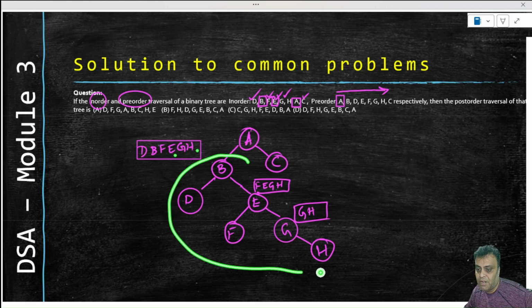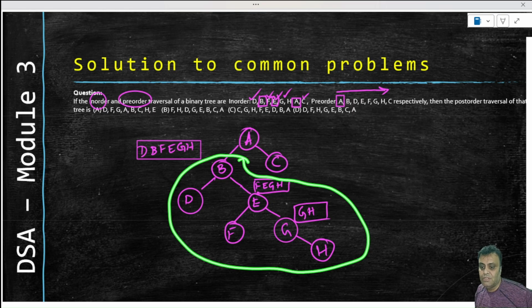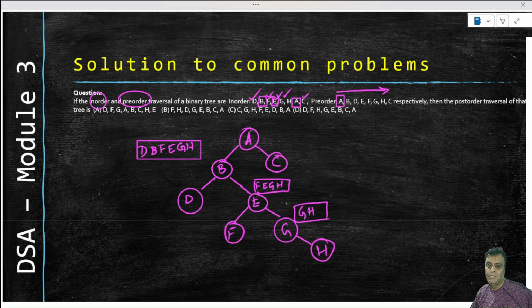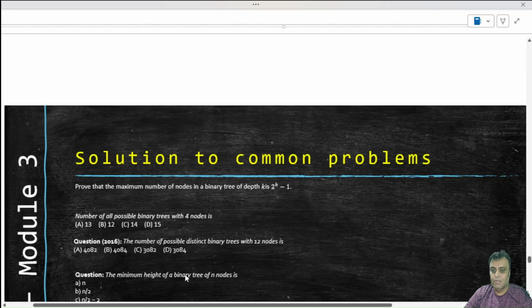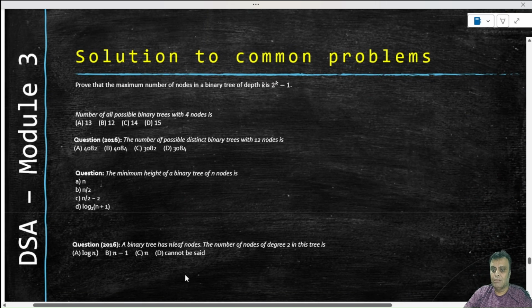DBFEGH is the left part of A is what we had said. So DBFEGH is the left part of A. So this is how we will typically do these kind of problems. Very easy, but be concentrated and try to attempt it with full concentration. I'm sure you will get this correct. So that's pretty much what I wanted to cover. Let's see what kind of questions typically come.